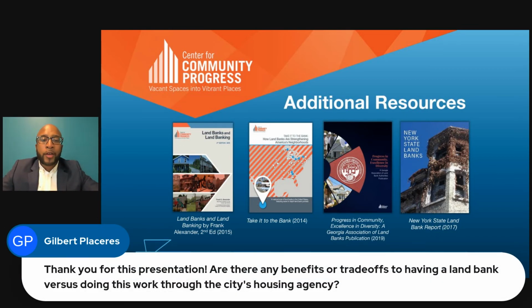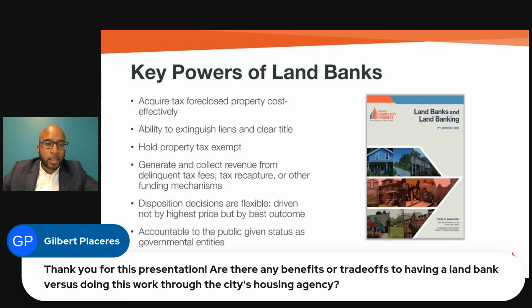Thank you. Are there any benefits or trade-offs to having a land bank versus doing this work through the city's housing agency? And I think the answer to this question goes back to the slide about land bank powers. And I think it is right here. So the question is, are there any benefits to doing it through a land bank?